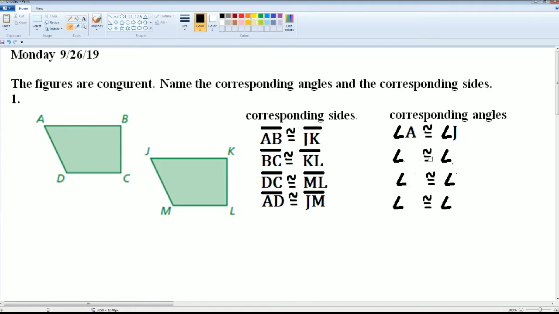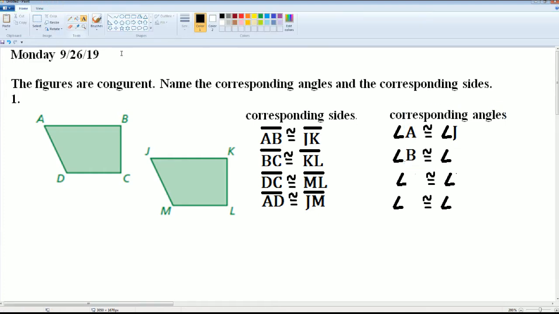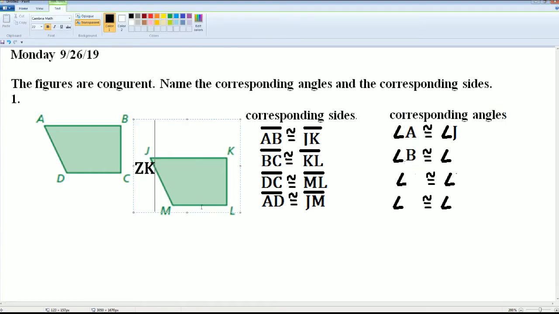So what are the other ones here? Angle A is congruent to angle J. Angle B is congruent to angle K. So we can write it right here. B is congruent to K. And we can drop it right there.